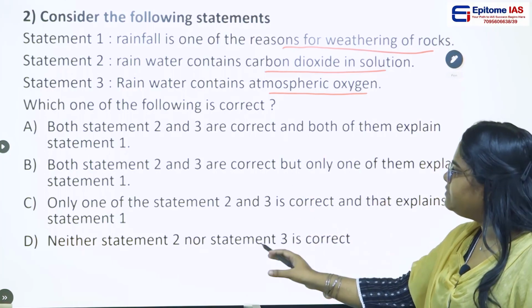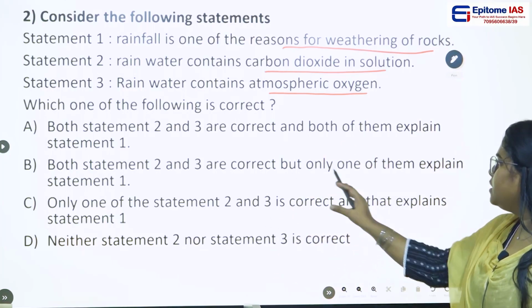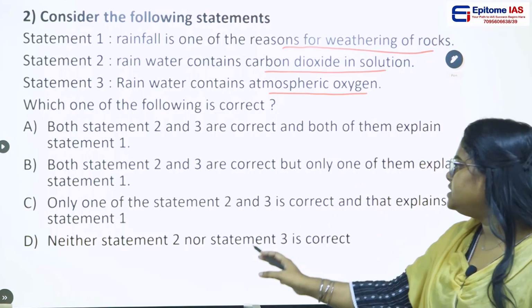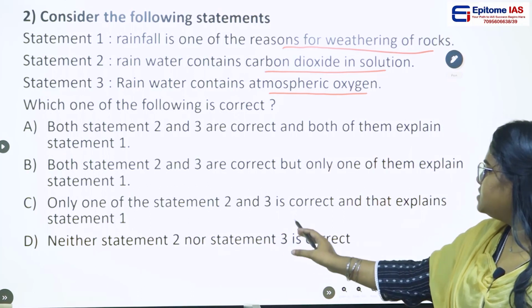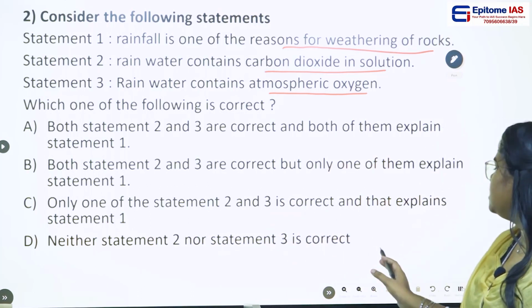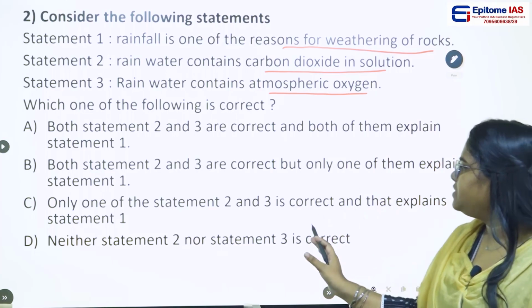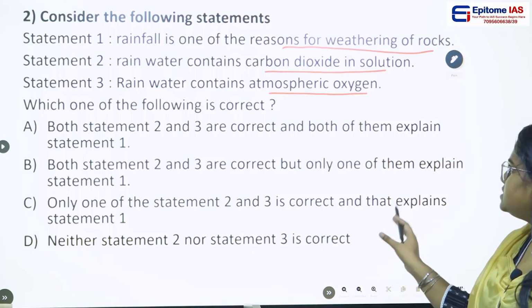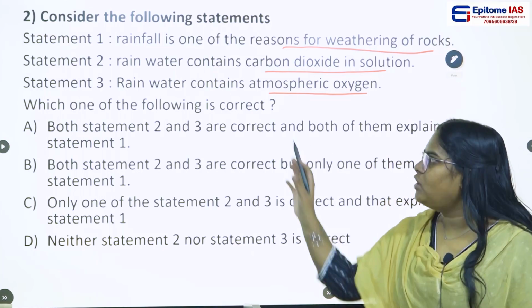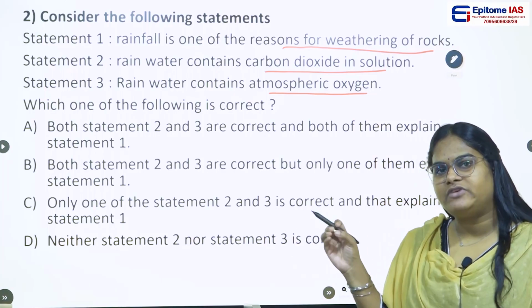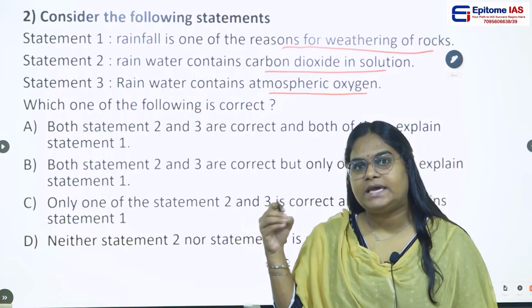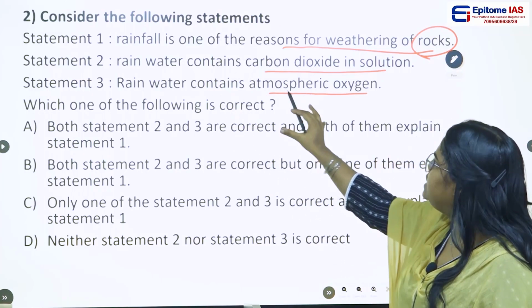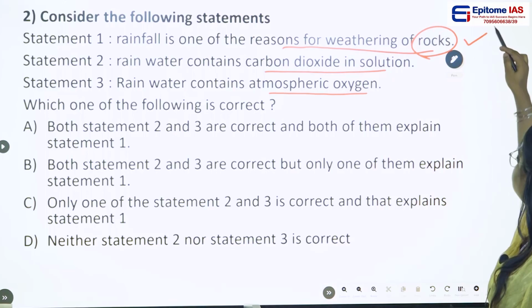Option B, both statement 2 and statement 3 are correct, but only one of them explains statement 1. Option C, only one of the statements of 2 or 3 is correct, and that explains statement 1. Option D, neither statement 2 nor statement 3 is correct. So if you see the rainfall, it also causes some of the weathering. We can say the chemical weathering of rocks. So the first statement, rainfall is one of the reasons for weathering of rocks. Yes, this statement is correct.